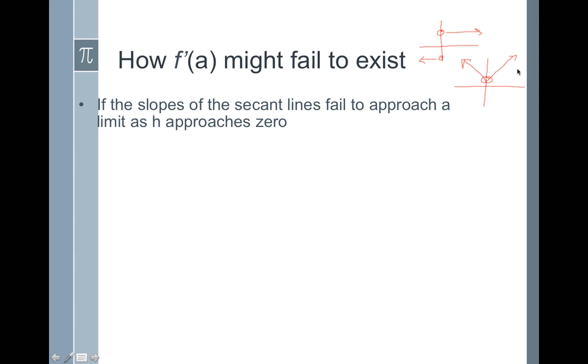So essentially, the derivative fails to exist if the slopes of the secant lines fail to approach a limit as h approaches 0. So the first one we're going to look at is a thing called a corner. And that would be something like the absolute value function that I graphed right there. That just shows that that corner has no derivative. It has no slope at that point because the slope of the left side is -2 and the slope on the right side is +2 or whatever. And they're not the same, so the limits don't approach the same value.